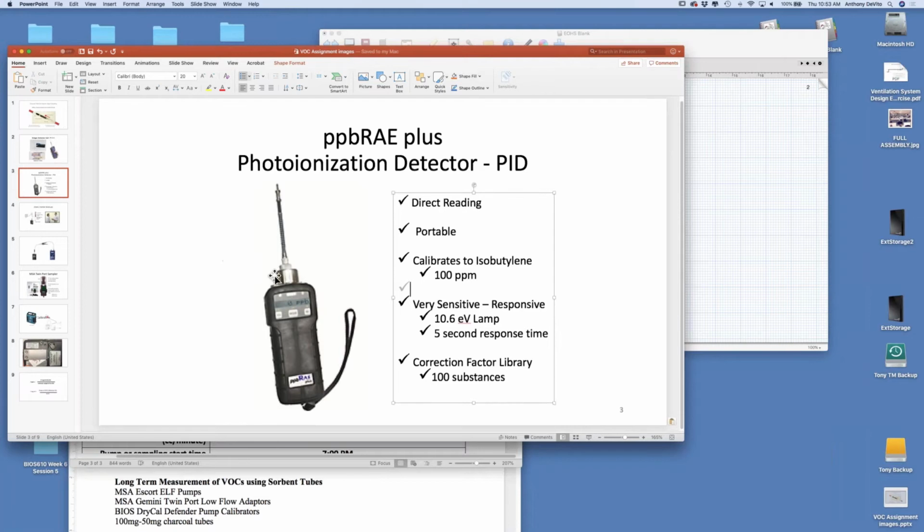The one we use has a 10.6 electron volt lamp. That's the energy level that the UV source can provide. Some materials can be detected with that level of energy. Some may need more or less energy as well. So you can get a catalog from the manufacturer of what compounds this is capable of detecting.